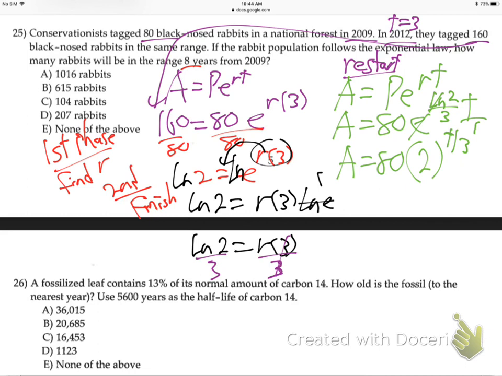Okay. Now, 8 years later, so that means let t be 8. Just plug in t as 8. So 80 times 2 to the 8 over 3. Hit the buttons on your calculator to get the answer. What is the answer? I don't even know what number that is.